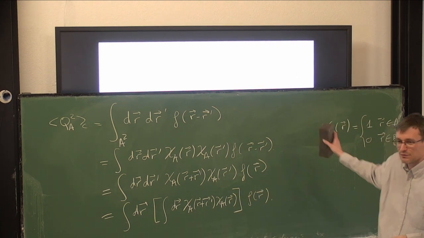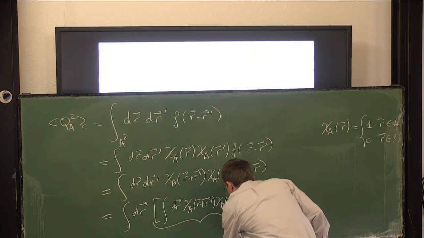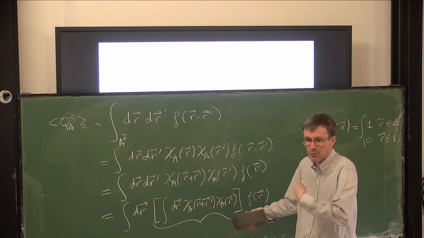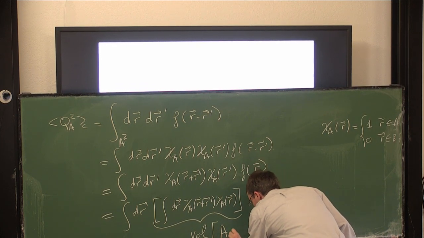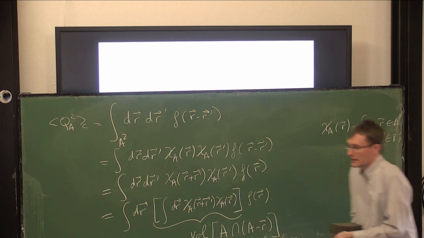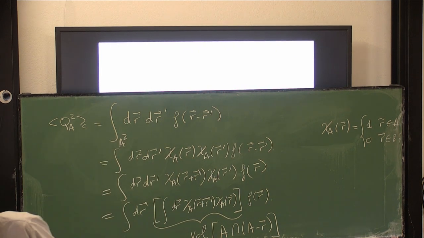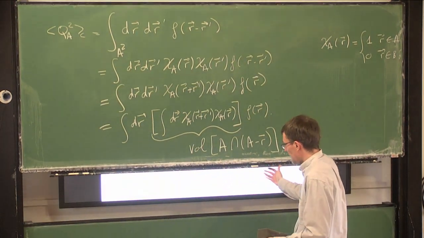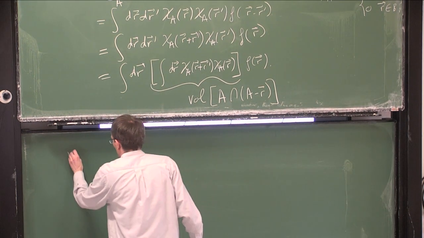This will explain why geometric moments of f appear. It cannot be avoided. If you sit down and think about what this is, for this to be one, you need r to be in A and r plus r prime to be in A. So I think this is the volume of A intersected with A minus r. I did not screw up. And I think I have a picture. If I find the pointer, that is it. So what I'm doing is this. And this I can always rewrite, just a bit.